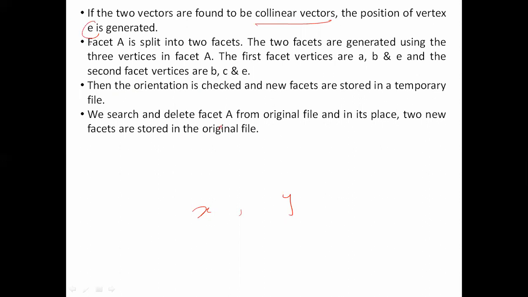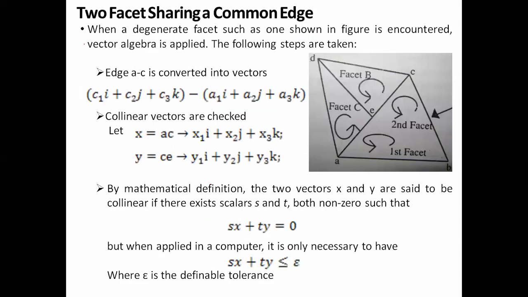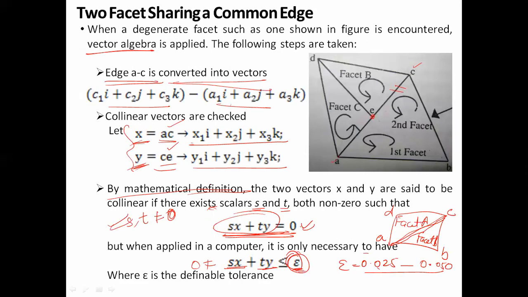then the position of E has to be generated. That means this E is now defined as a permanent vertex. This E becomes a permanent vertex. So now on this line AC, you have identified a new vertex E.